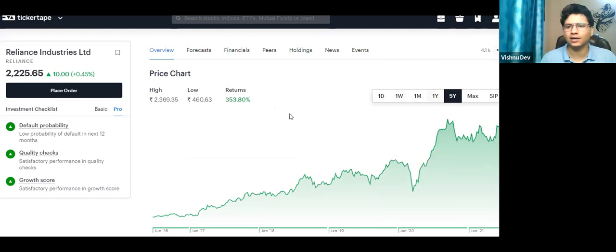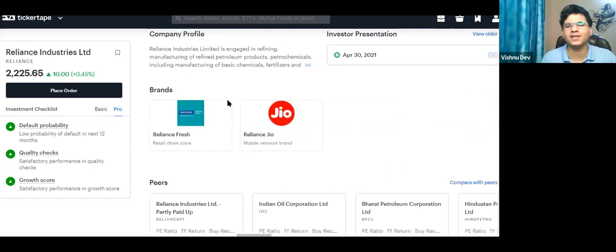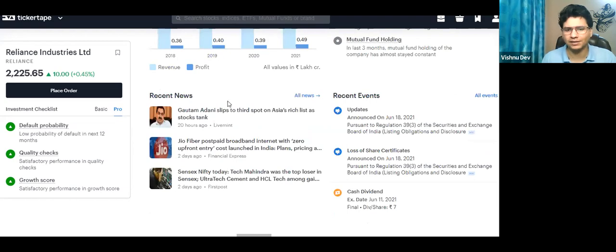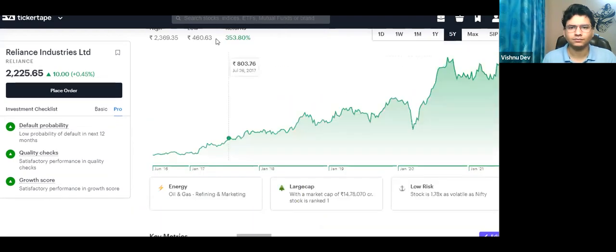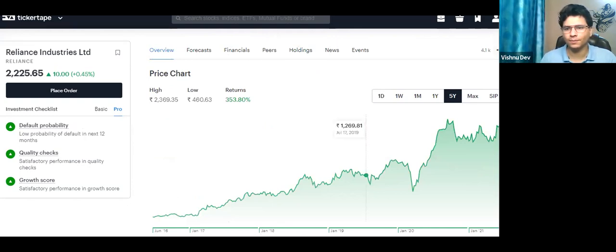Clear. So these are the absolute returns. But when you talk about CAGR, it will be something else. Compounded annual growth return would be something else. Clear? Everyone is understanding this? Adarsh, CAGR is the compounded annual growth return.